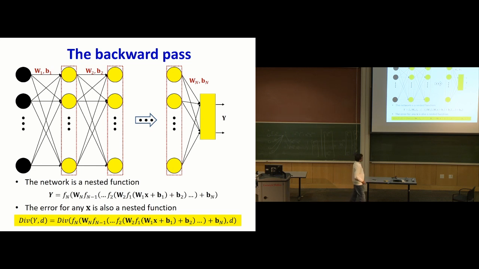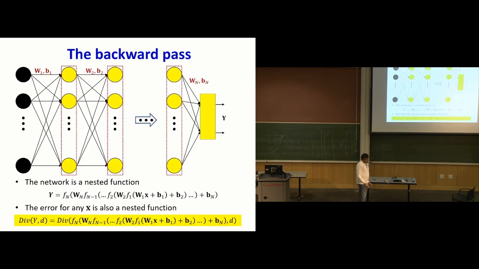Now, the backward pass. We've performed the forward pass. We've computed not only the output of the network, but every intermediate value, meaning every z and every y. And we can now use these to compute the gradients going backward. Now keep in mind that the divergence is being computed on the output of the network. So the divergence is a function of the output of the network, which in turn is a nested function. So the divergence that we are computing is also a nested function, where you have as many levels of nesting within the divergence as the number of layers in the network.